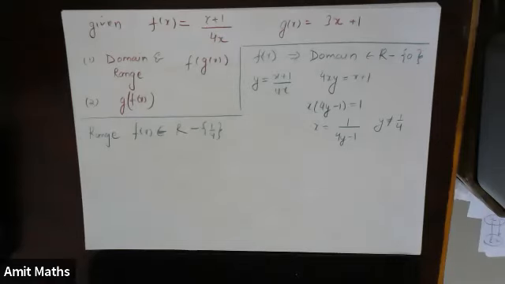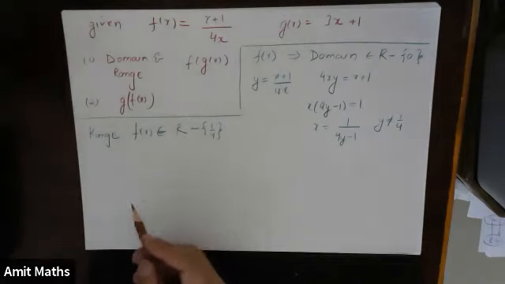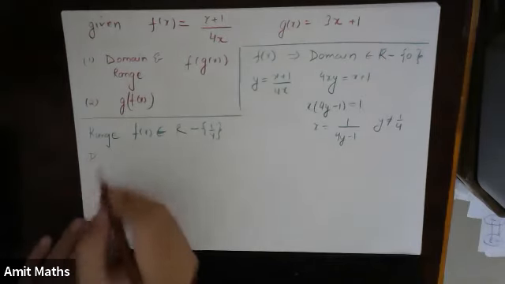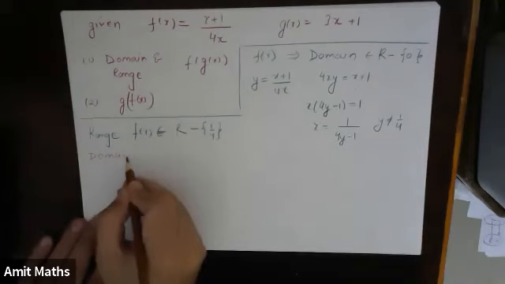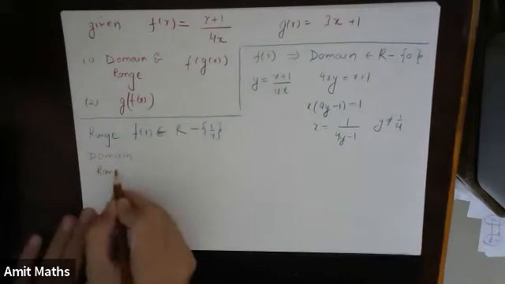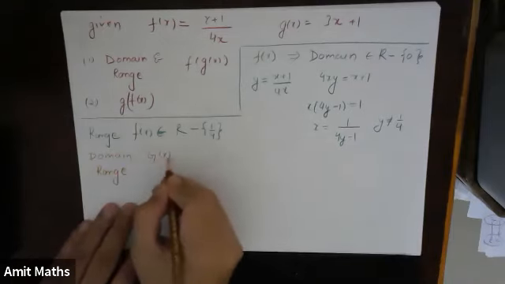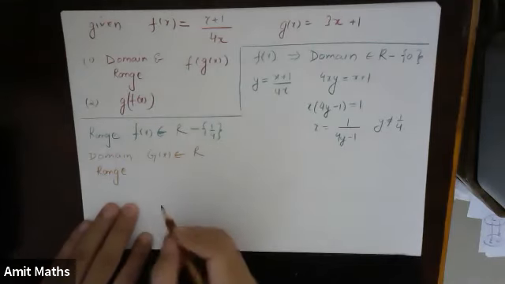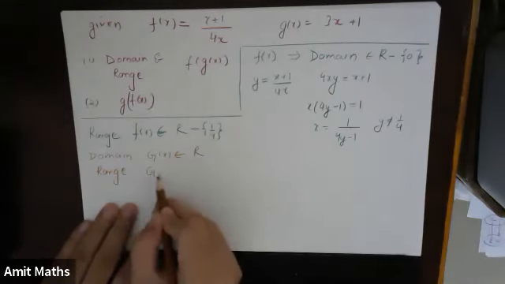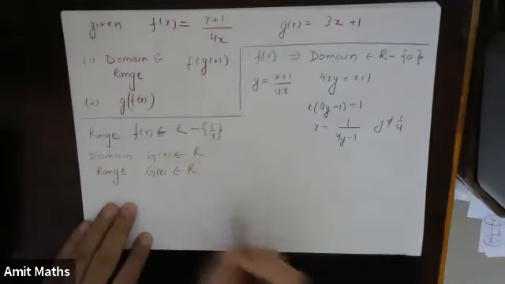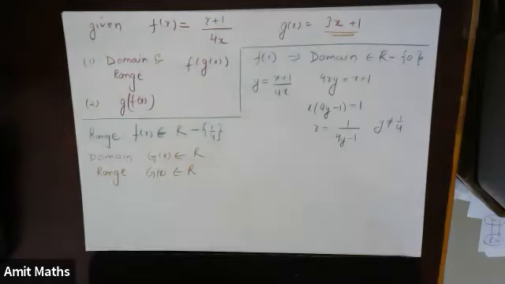Fine. Now second part, we'll find the domain and range of g of x. Because g of x is a linear function, the domain and range will be simple. Domain of g of x will be R, and range of g of x will also belong to R. Because this is 3x plus 1, the domain and range will both be R.